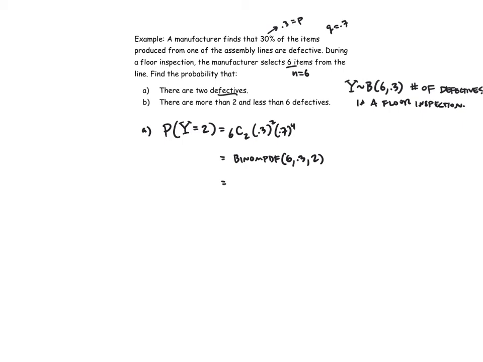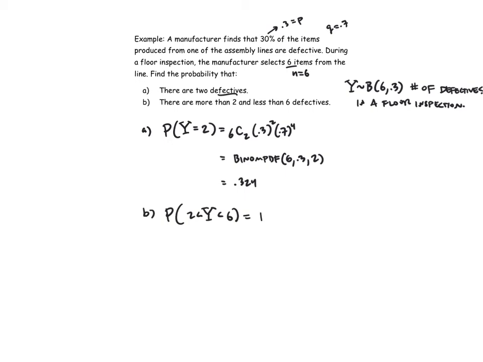So I go to my binomial PDF, I go 6, 0.3, and 2, and I come out with 0.324, so about a 32% chance. Okay, part B, very similar to some of the other problems. What's the probability there are more than 2 and less than 6 defectives? So this would be the probability that y is greater than 2 and less than 6. Okay, this is interesting. I'm going to find this probability by subtracting 2 CDFs.